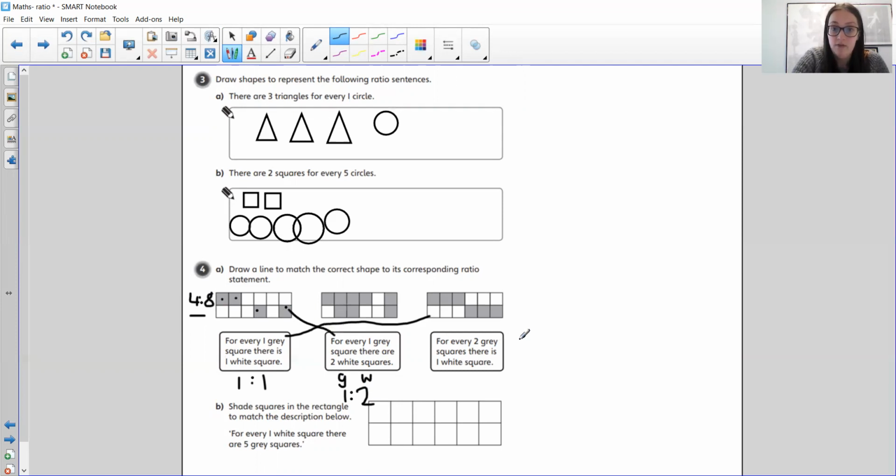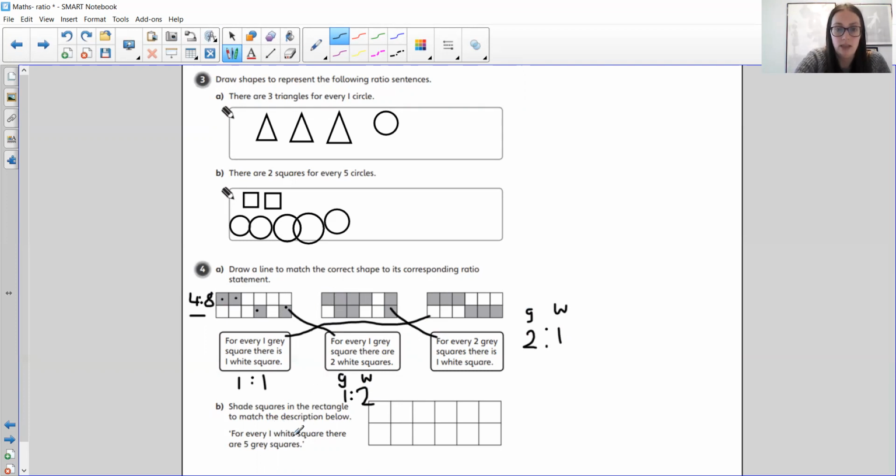Let's check this one then. For every 2 grey, there is 1 white. Well, let's check it then. 1, 2, 3, 4, 5, 6, 7, 8. 8 grey to 4 white. Yep. There we go. Shade the squares in the rectangle to match the description.